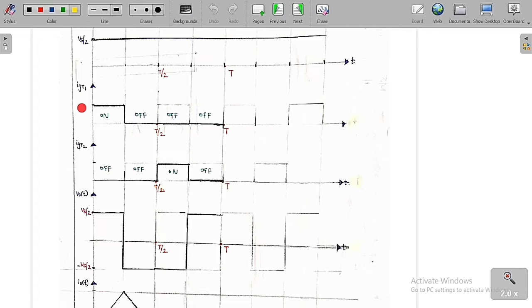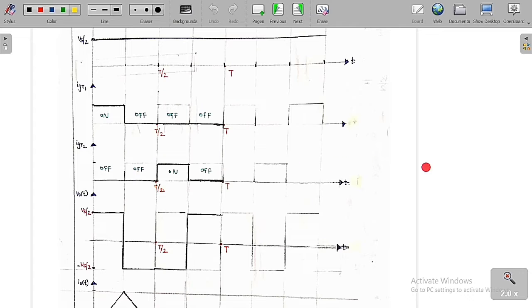Now I am going to turn the thyristors T1 and T2 on and off in this fashion. Here I turn on T1 and turn off T2, then I turn off both T1 and T2, then I turn off T1 and turn on T2, and then I turn off both T1 and T2. So on, off, off, off, off, on, off. This is the manner I am going to repeat after the same time, like a periodic wave.